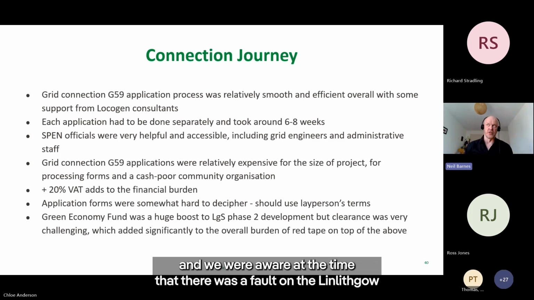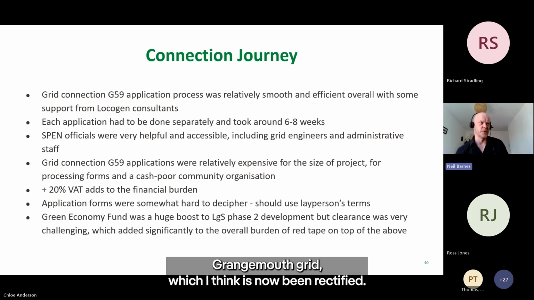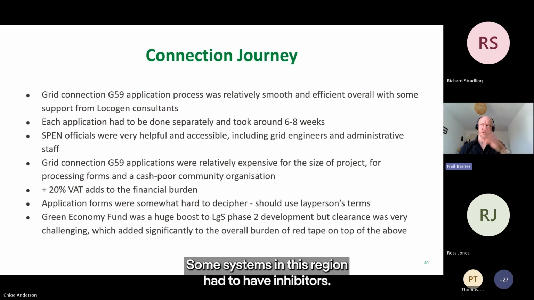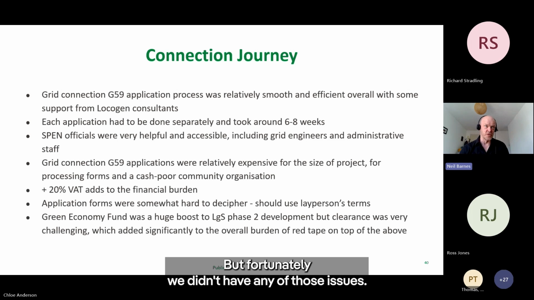We were aware at the time that there was a fault on the Linlithgow Grangemouth grid, which I think has now been rectified. Some systems in this region had to have inhibitors, but fortunately we didn't have any of those issues.